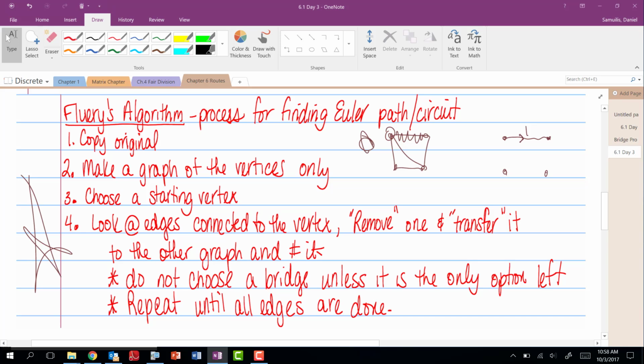So make a graph of the vertices only. I'll show you in the next example. Choose a starting vertex, and then remember your rules. If I have a circuit, you will end at that starting vertex. If I have an Euler path, you have to start at one of the odd degree ones. You have to, or else you're done.